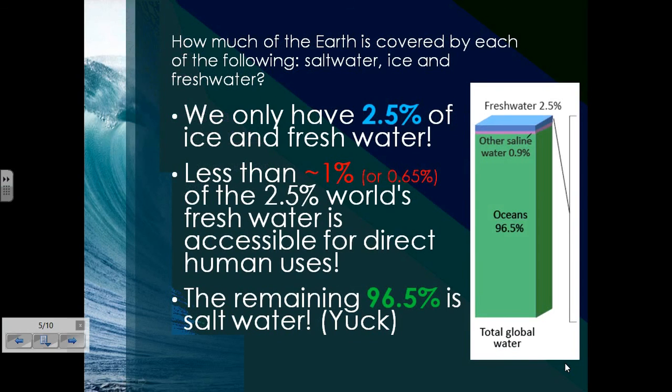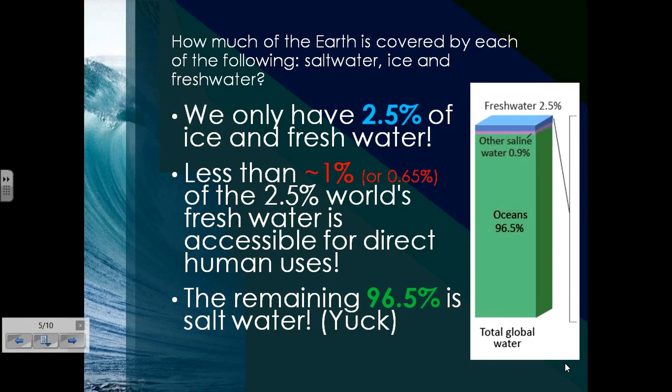Now, how much of the Earth is covered by each of the following, when we're breaking it down into salt water, ice, and fresh water? Now, this is kind of an area of concern, and there's a reason I'm bringing this up. I need you to understand that we only have 2.5% of ice and fresh water. Now, that's important because that's the normal everyday water that you and I use to drink, take baths, shower, wash our cars, water our lawns, etc. And we only have about 2.5% of this.